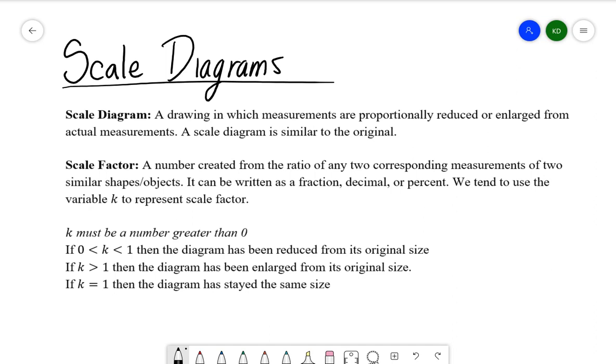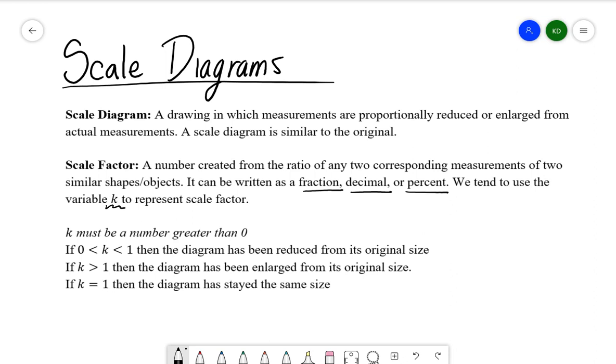What this relates to is what's called scale factor, a number created from the ratio of any two corresponding measurements of two similar objects or shapes. It can be written as a fraction, as a decimal, or a percent. We tend to use the variable k to represent scale factor. A few things we need to know about k is that k has to be a number that is greater than 0, and then there are three different cases we're going to be looking at.